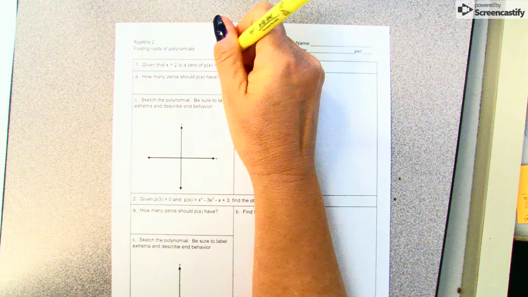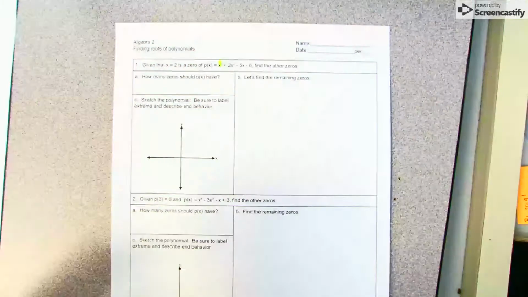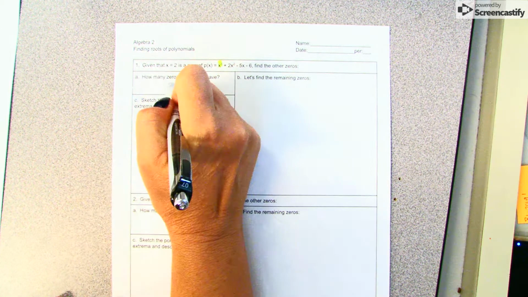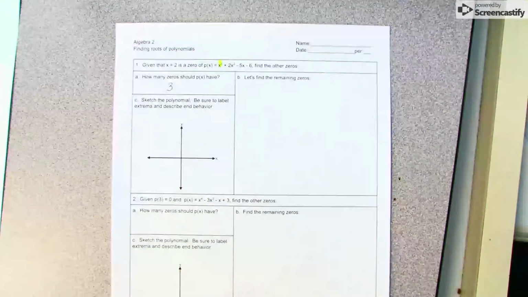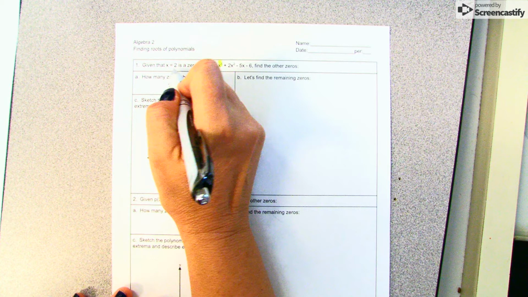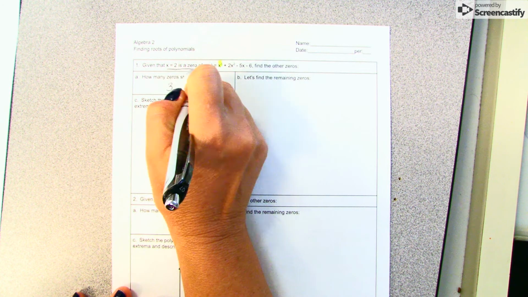So when you look at this polynomial, because it has degree 3, we know it has to have 3 zeros. Now they don't all have to be real solutions. They can be complex. We can talk more about that later. But for now, there has to be 3. So it tells you that x equals 2 is a 0.